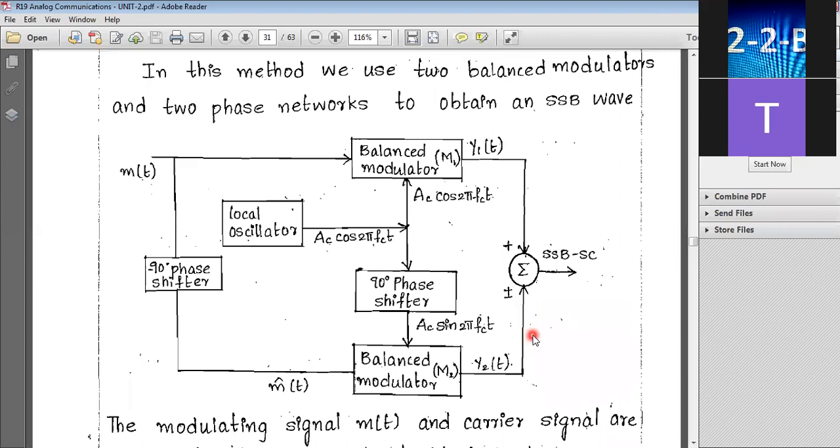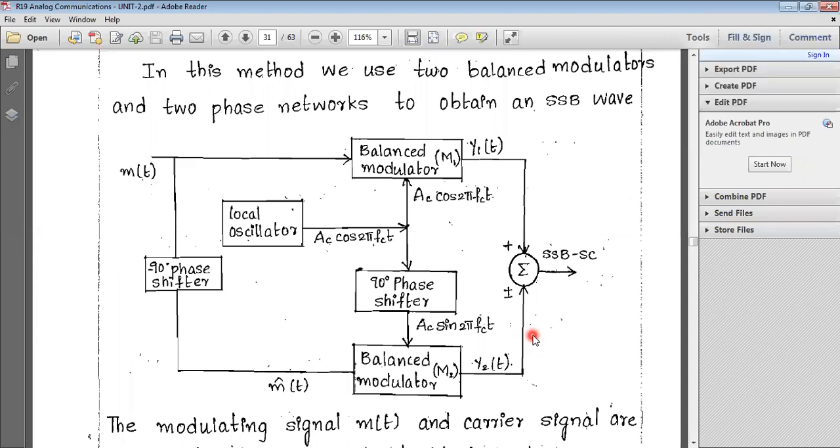So the second technique is the phase discrimination method. The circuit consists of two balanced modulators, which are represented with M1 and M2. And here we use two phase shift circuits. And we have one local oscillator to generate the high frequency carrier. Finally, here we use an adder circuit. So this is the construction of the phase discrimination method.